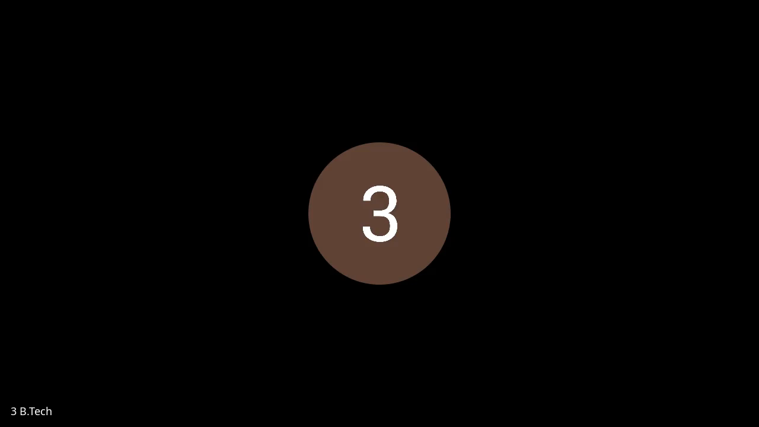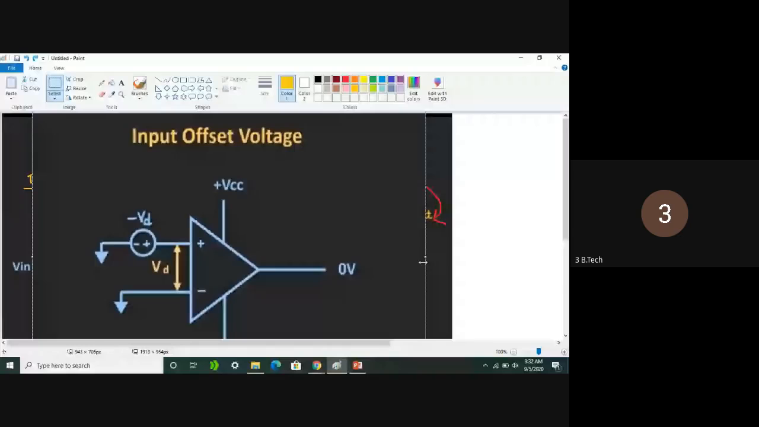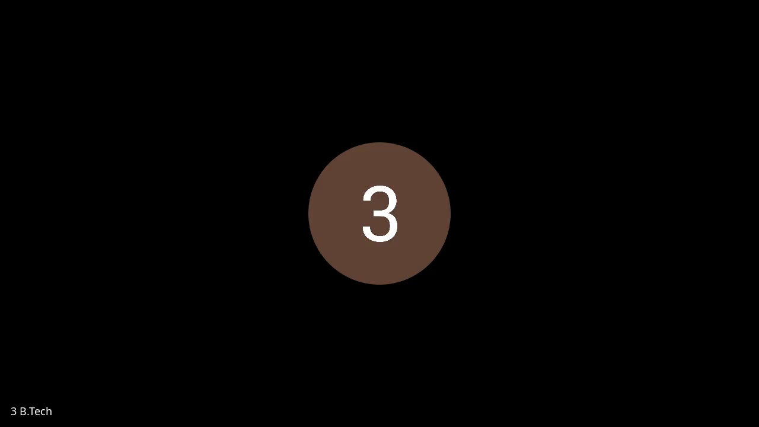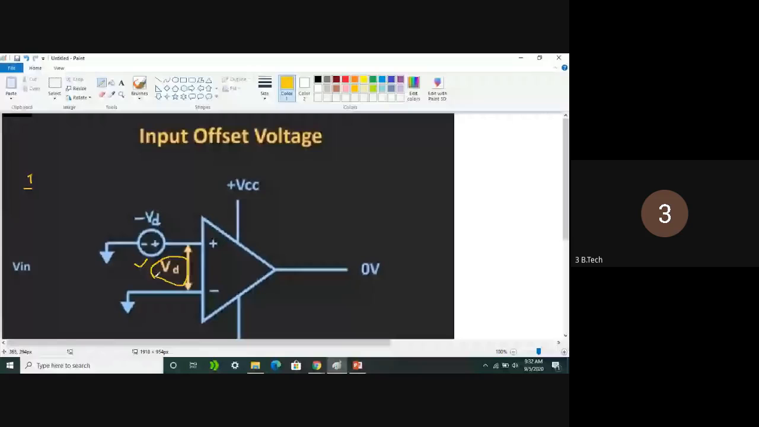So to nullify the differential voltage which occurs without providing input voltage, we are going to apply some amount of voltage, that is also taken from the input voltage. Symbolically it can be represented like this. If VD is appearing without applying input voltage, then minus VD we are going to apply at the input side. So this is the voltage we are applying.